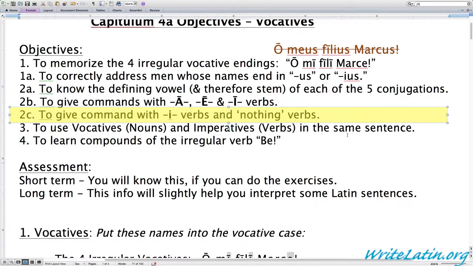Objective 2c, to give commands with short I verbs and nothing verbs. By the way, nothing means just verbs that have no characteristic vowel. Well, with these, you just emphasize the last consonant, and you kind of overemphasize it by adding on a short e. And then for the plurals, an i to slip in.